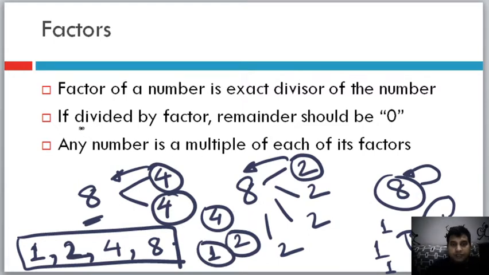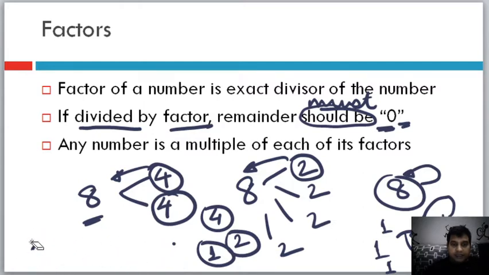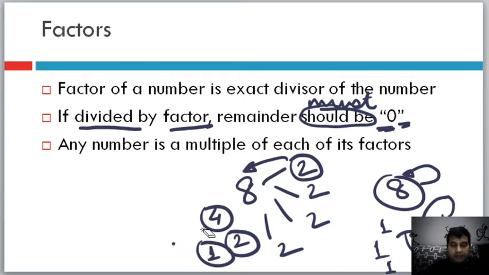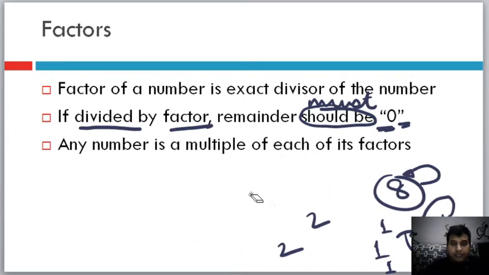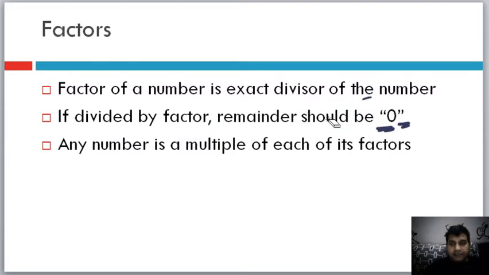And that brings us to the second point, that if any number is divided by a factor of it, then the remainder has to be 0. Should be is a wrong expression. Must be. If the remainder is not coming out to be 0, then that divisor is not a factor of the number. Okay. So understand that from a mathematical understanding, if the number is dividing completely, if the remainder is 0, then that divisor is a factor of the number.